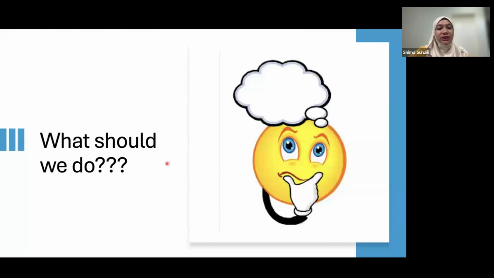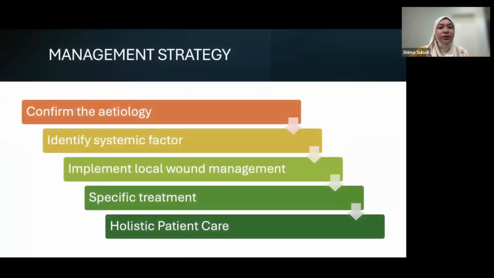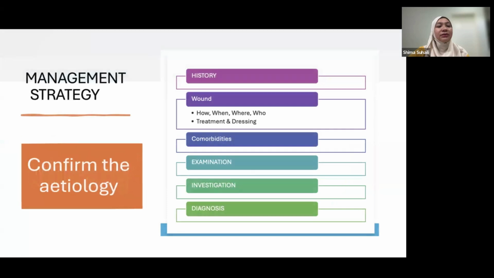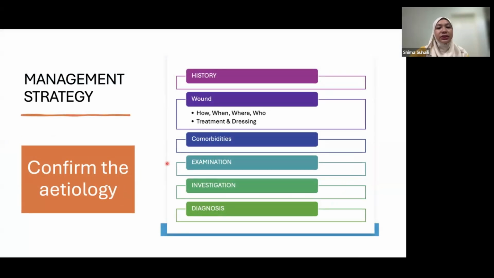As a primary care practitioner, what can we do to help our patient? So there are a few management strategies. Okay, let's go one by one, inshallah. The first is to confirm the etiology. This is a very important step.